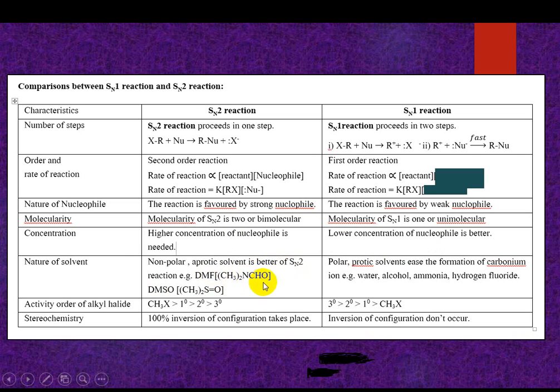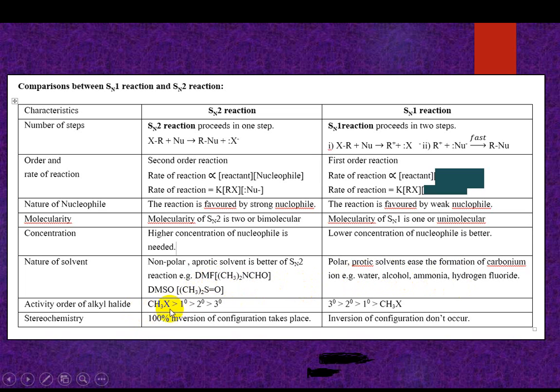and DMSO, dimethyl sulfoxide. Non-polar aprotic solvents prefer SN2 reactions, and polar protic solvents favor the formation of the carbocation. So alcohol, ammonia, and hydrogen fluoride prefer SN1 reactions.